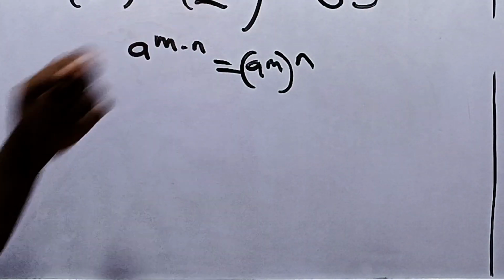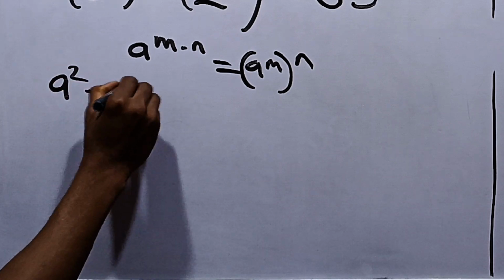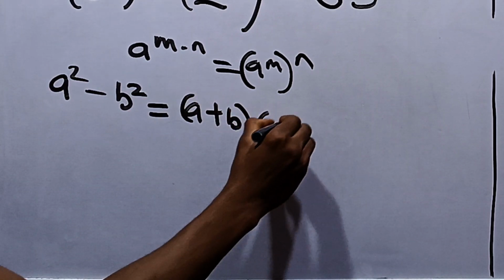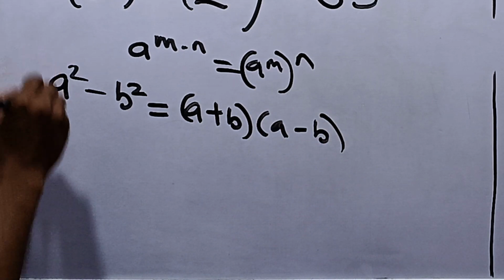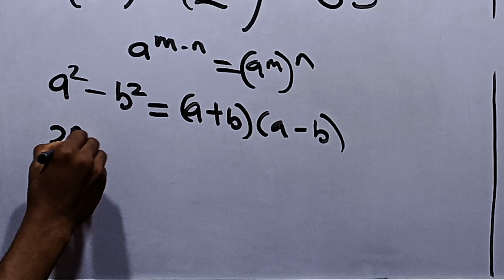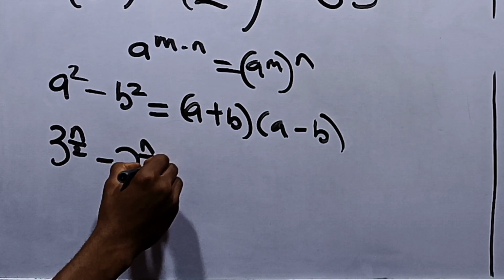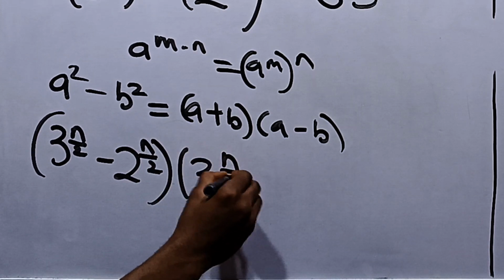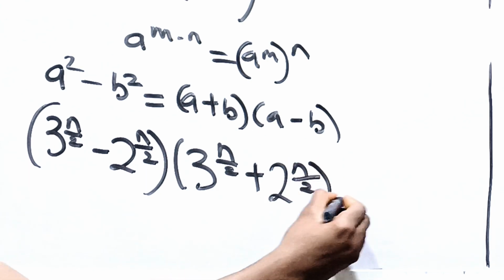And this is the difference of 2 squares, as you can see. So this is in the form of a squared minus b squared. Now, this is equal to a plus b multiplied by a minus b. So applying the same law here, we're going to have 3 raised to the power n over 2 minus 2 raised to the power n over 2 multiplied by 3 raised to the power n over 2 plus 2 raised to the power n over 2, to be equal to 65.